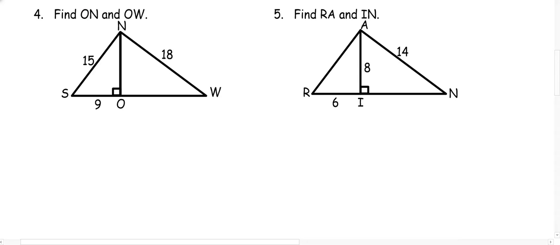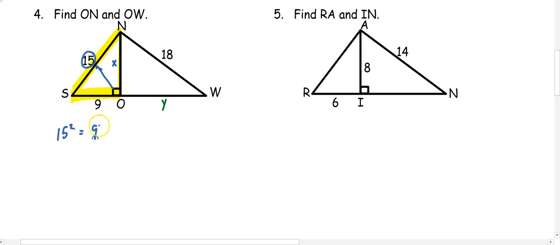Number 4, find ON and OW. So we're going to put a variable by each of those. ON I'm going to call x, and OW I'm going to call y. So first I need to look for a triangle that has 2 sides in it with numbers. So we're going to use triangle SON first, and we're going to solve for x. So 15 is across from the right angle.